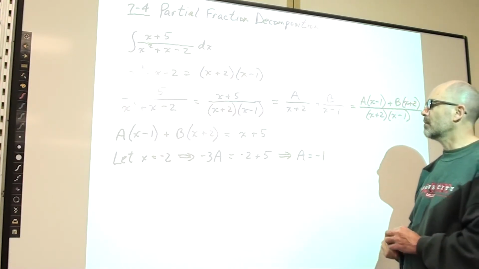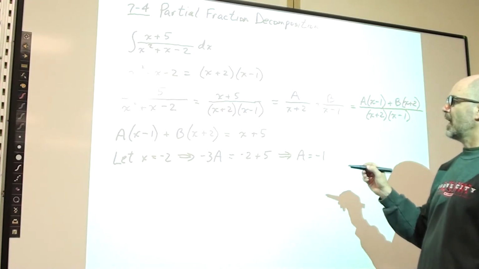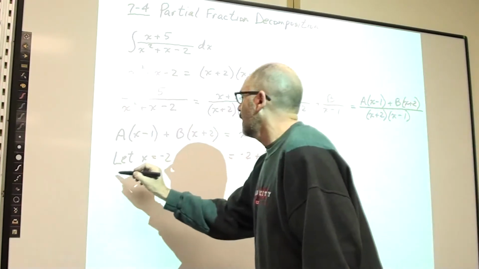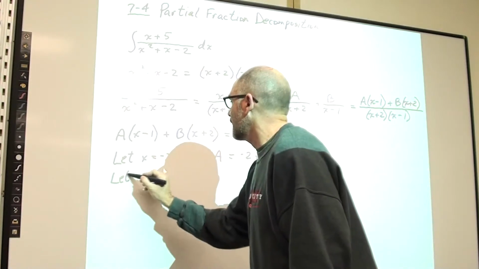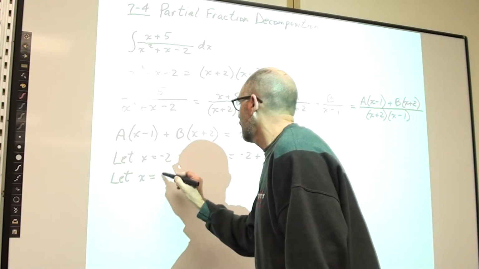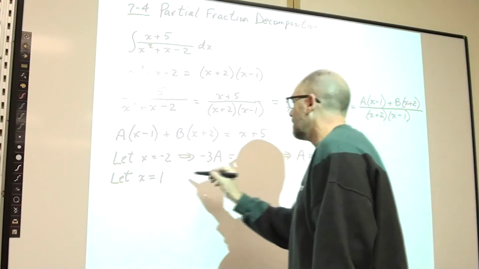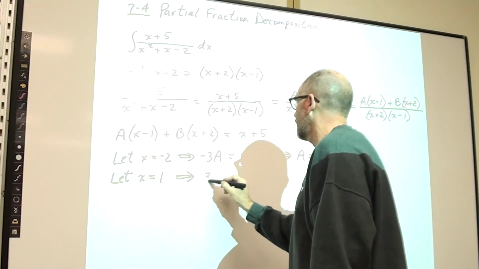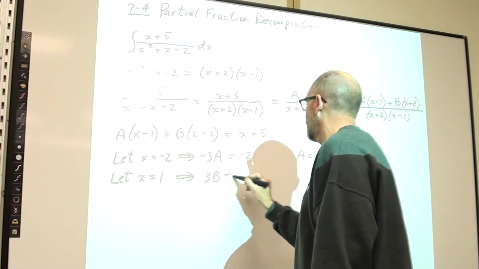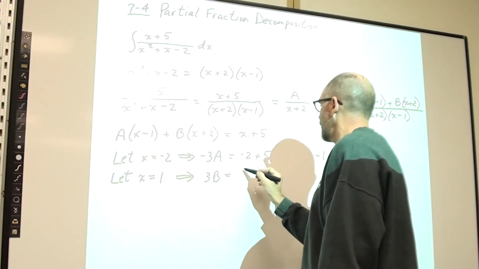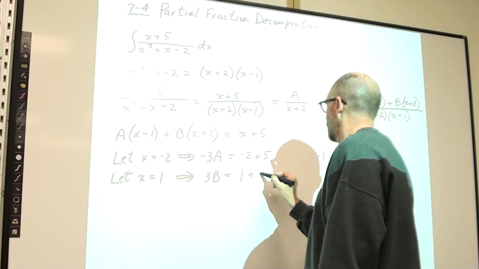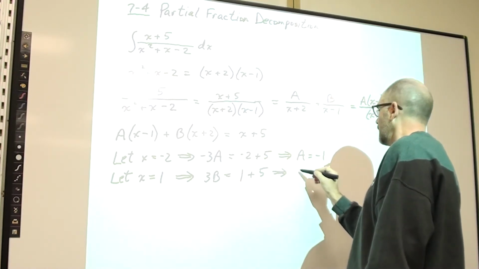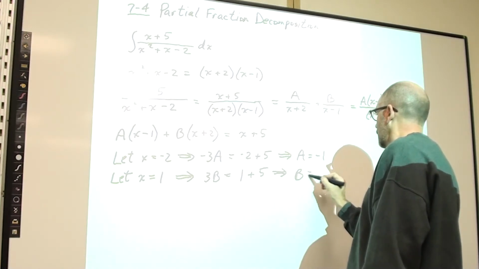Okay, now we need to find b, so we do the same thing, get rid of a. How do you get rid of a? You let x equal 1. And that means we'll have no a plus 3b equal 1 plus 5 is 6. So 3b equals 6 means b equals 2.